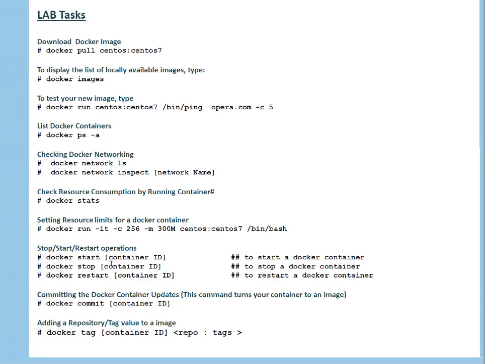How to stop, start, restart? docker start container ID will start the container, stop will stop, restart will restart the container. If you have made some changes in your container and you want to commit those changes, you can run docker commit container ID. What does it mean? This will turn the container into an image, and after that, you can tag that image using the command docker tag container ID repo and tag. I will demonstrate this practically.